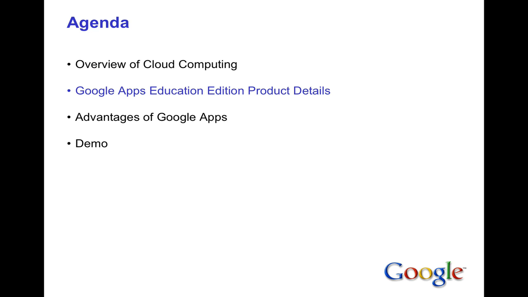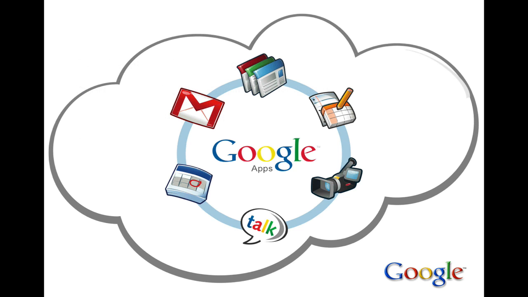Now I want to specifically talk about what is included in Google Apps Education Edition. Google Apps Education Edition is a suite of collaboration and communication applications. Specifically included in Google Apps Education Edition, from a collaboration standpoint, is Google Docs, which includes documents for word processing, spreadsheets, and presentations, Google Sites, which allows you to create personal, team, or institutional websites, much like a wiki, and Google Video for Education, which allows you to have secure video sharing within your domain.